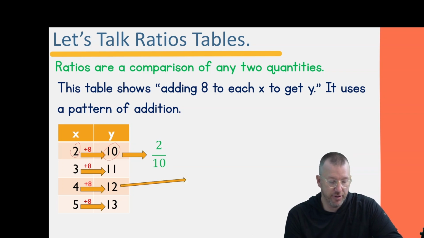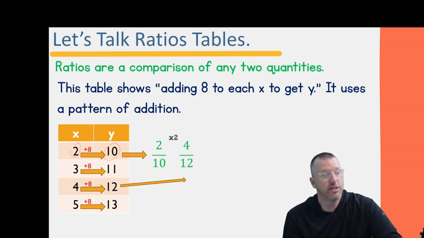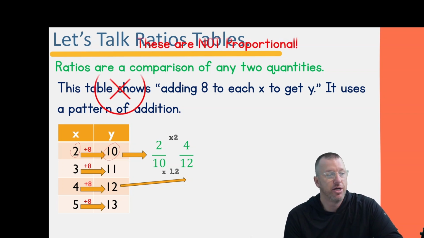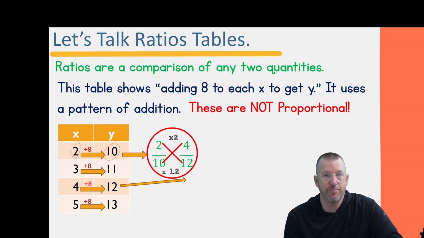We're going to compare it to this one over here, 4/12. Let's find out if it's proportional. Well, if it's proportional, whatever we do to the top, 2 times 2 is 4, we have to do to the bottom. If we multiply 10 times 2, if we multiply the bottom by 2, we're going to get 20. So in order for 10 to get to 12, you actually multiply by 1.2. Did you multiply by the same as the top and bottom? No, you did not. So these are not proportional.